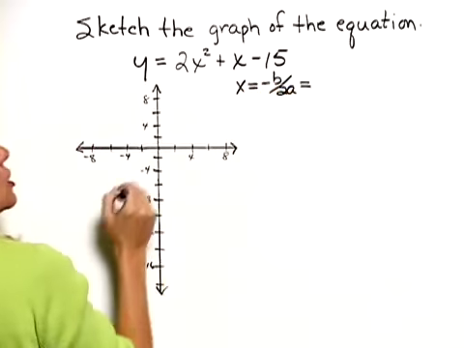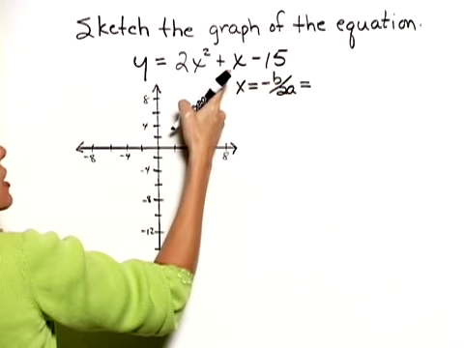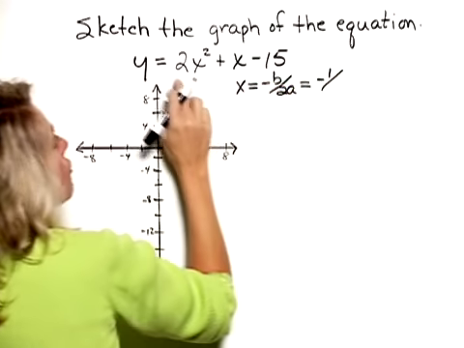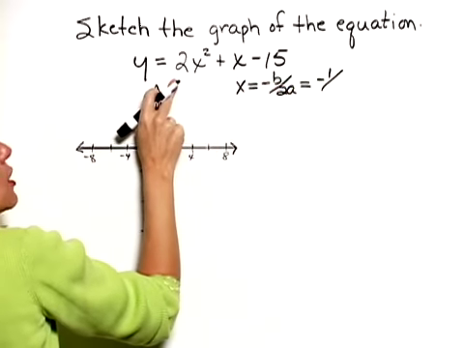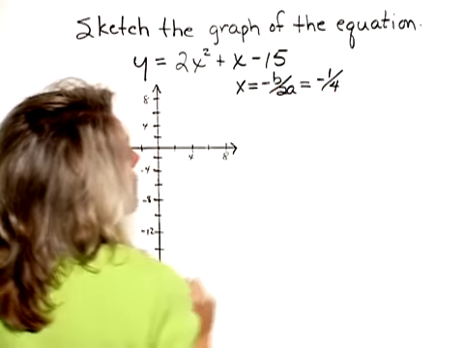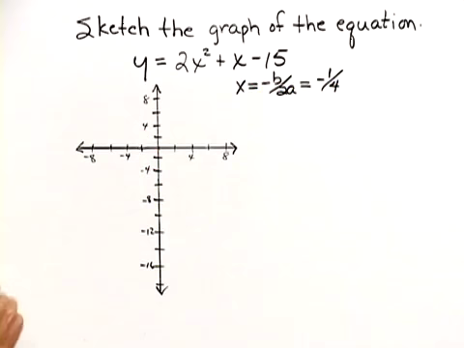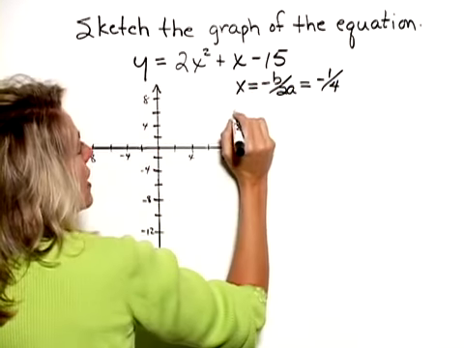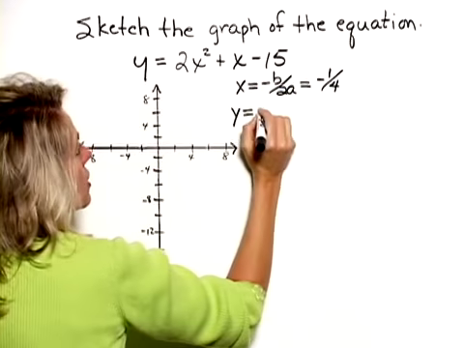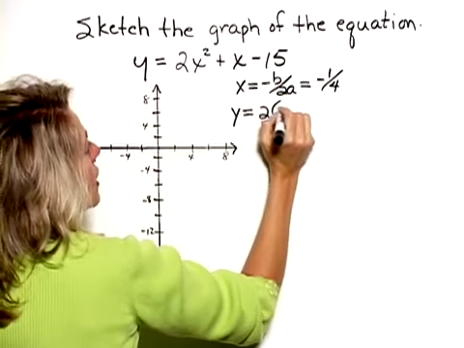Now in this equation, b is the coefficient of the linear term and is equal to 1. So we have negative 1 over 2 times a, being the coefficient of the square term. 2 times 2 is 4. So we've got an x-coordinate of negative 1/4 for the vertex. Now let's put negative 1/4 into the original equation and find our y-coordinate.